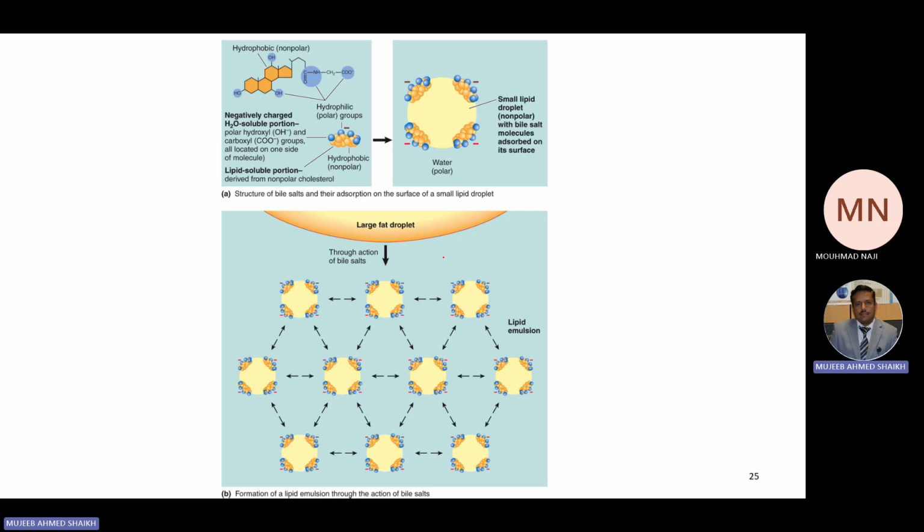This is the diagram showing you. This is the blue and yellow color. These are the bile salts which are attaching to big fat molecules. So large fat molecules will be converted into smaller, smaller, and further smaller. This is called lipid emulsion, formation of smaller fat globules. It is known as emulsion. It can be easily acted upon by the pancreatic lipase.